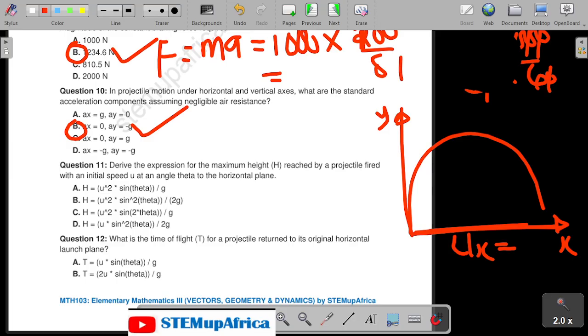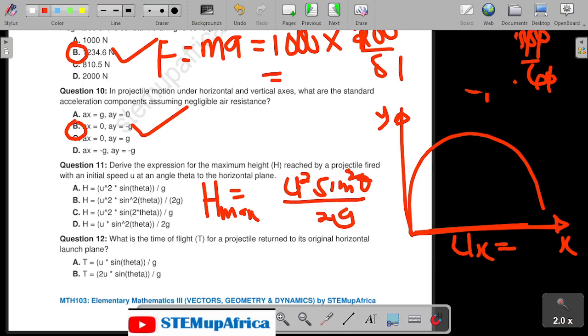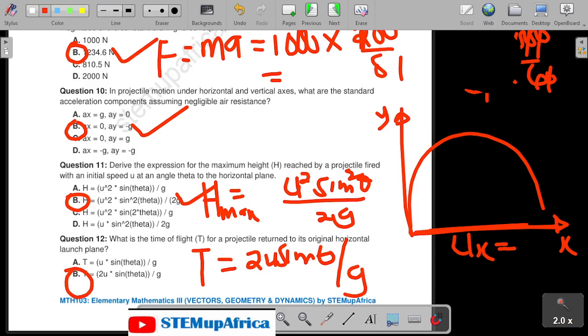So an expression for the maximum height h is written as h max equals u square sine square theta over 2g. U square sine square theta over 2g, that is option B. Then time of flight, t, is 2u sine theta over g. 2u sine theta over g, option B.